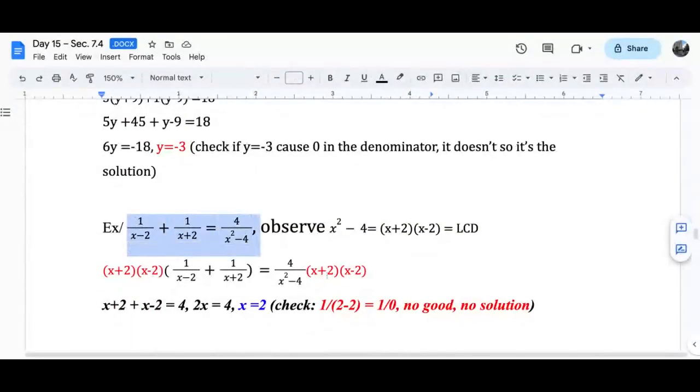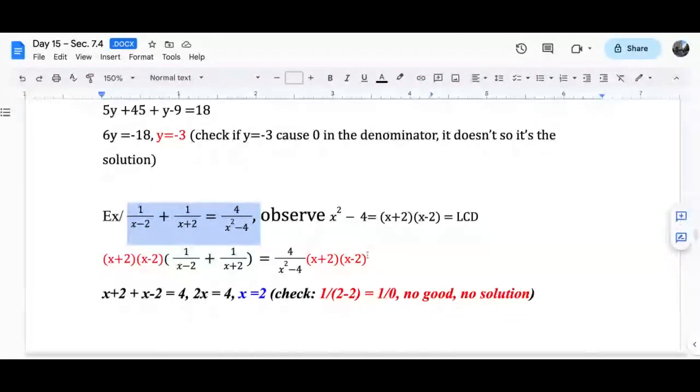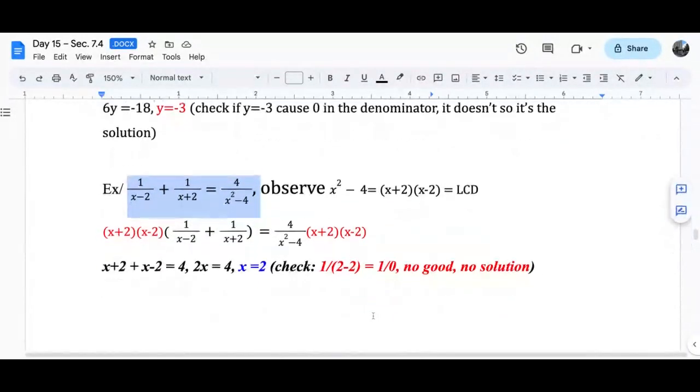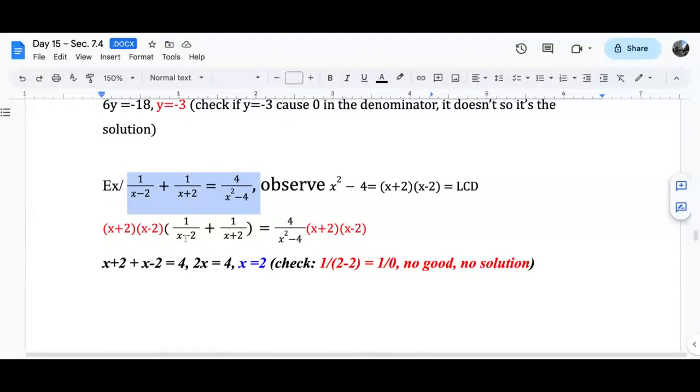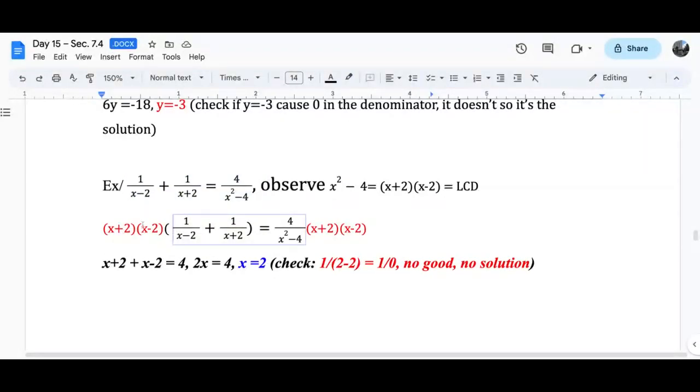Similar question, right? The LCD is just x squared minus 4, or x plus 2 times x minus 2. So multiply every term with that. First term, we get x plus 2. Second term, we get x minus 2, right? Because we have this multiplied by both of them, but we do it one by one. And the right-hand side is just left with a 4. So simplify it, we get x equals 2.